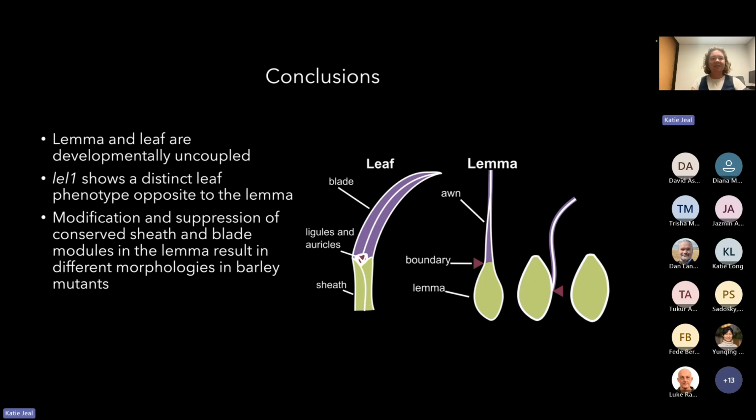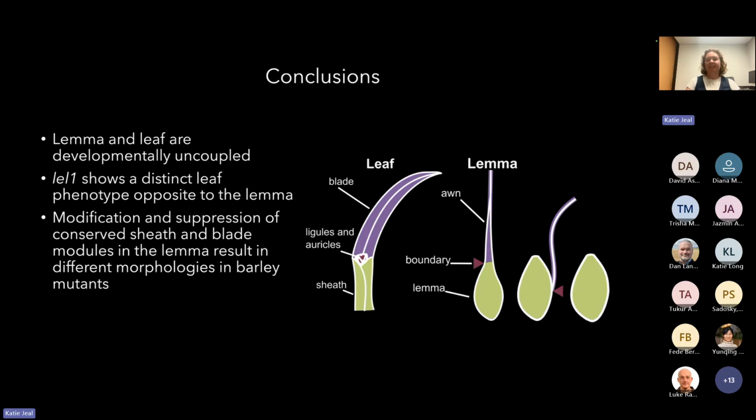So to summarize the work, we've shown that lemma and leaf are developmentally uncoupled with each other, and leaf and lemma phenotypes in mutants might not follow the exact same morphology. We've reported that leafy lemma shows a distinct leaf phenotype opposite to the lemma that has not been described before. And the fact that the same mutation drives opposite structural outcomes, both an expansion of the lemma body but reduction of the leaf sheath, emphasizes how context-dependent these shared modules are.